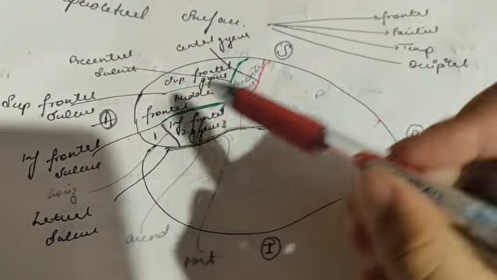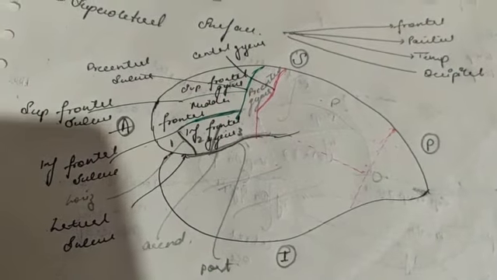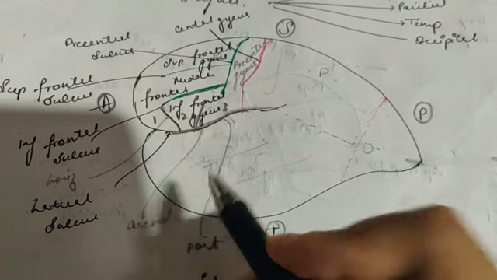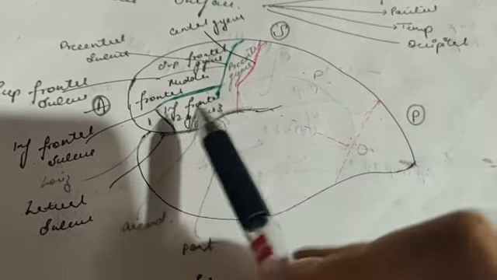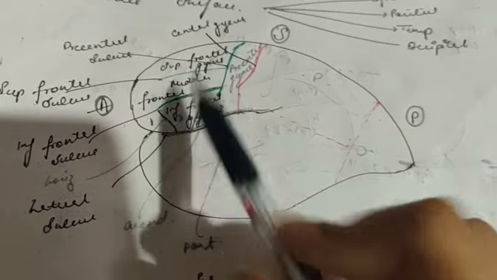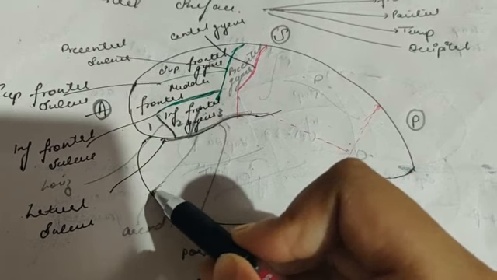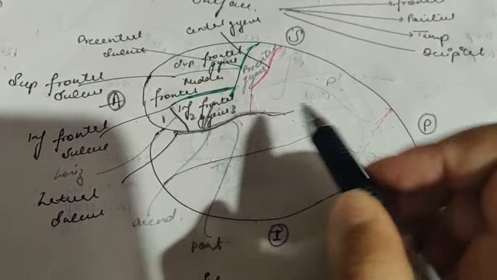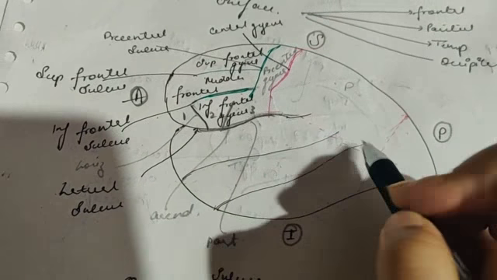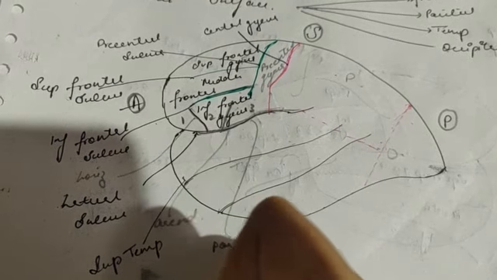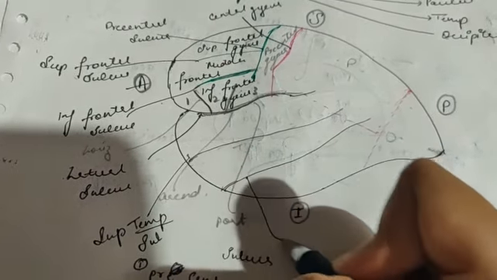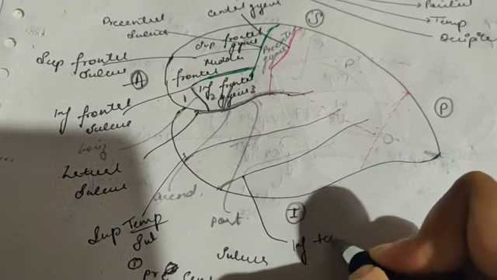In the previous video we talked about the frontal lobe. Now we'll talk about the temporal lobe. The temporal lobe has two sulci and three gyri. It's the same as the frontal lobe, because here there are two sulci. This is named the superior temporal sulcus, temporal because it's a temporal region, and this is the inferior temporal sulcus.